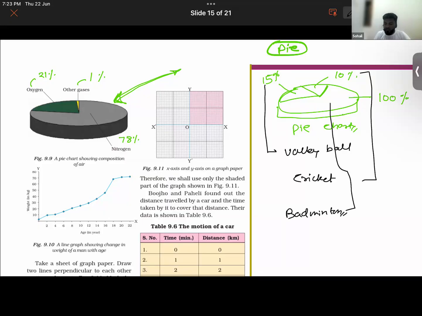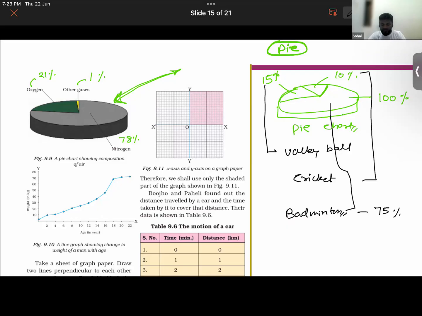So if the question is asked, do tell me how many students play badminton. From looking at this pie chart, we can get the value. Do tell me how many students play. That is 75% exactly. So we can represent different values with the help of a pie chart as well.